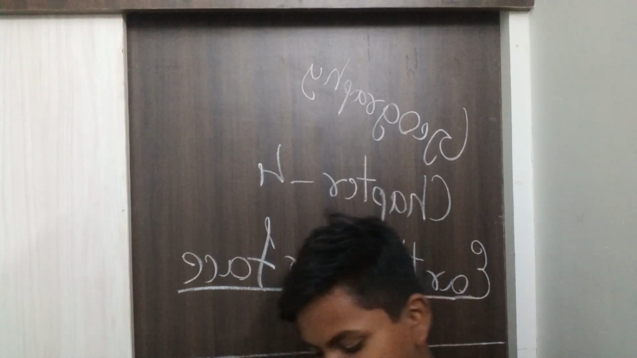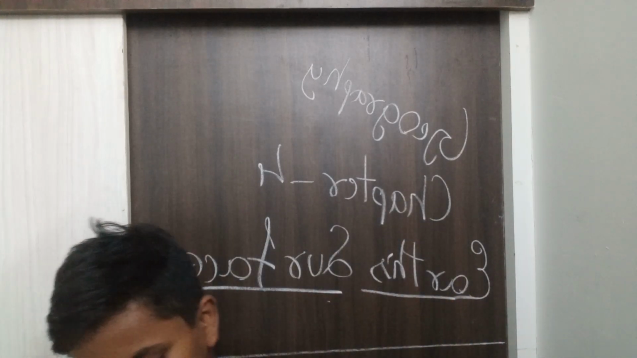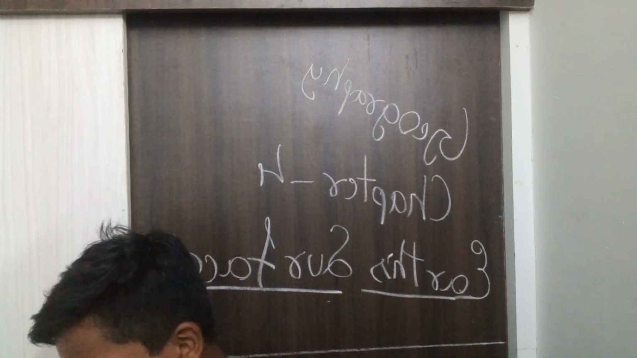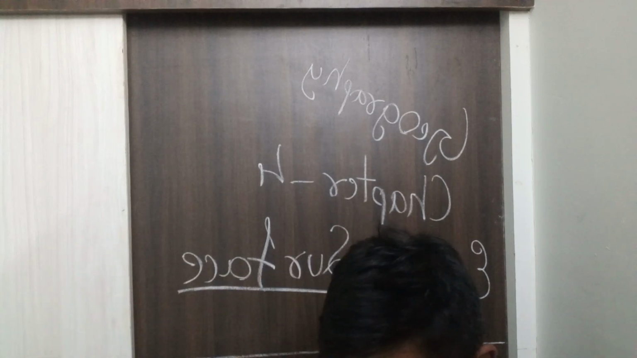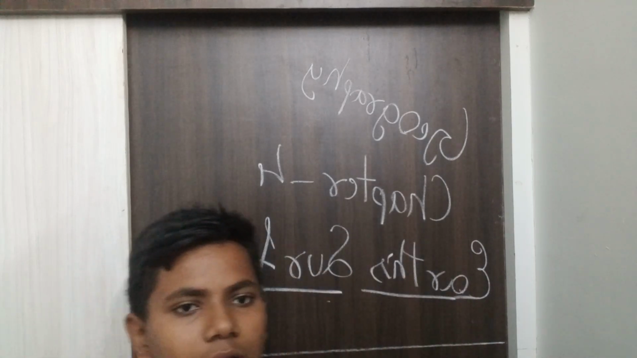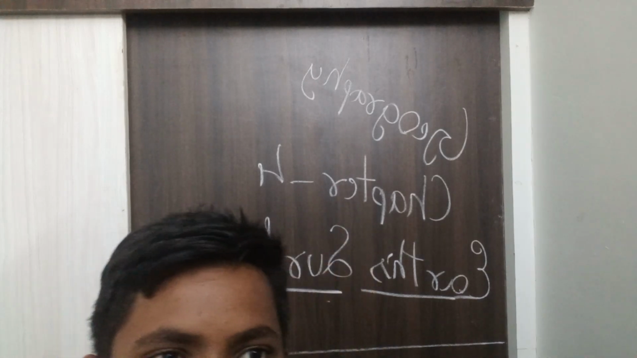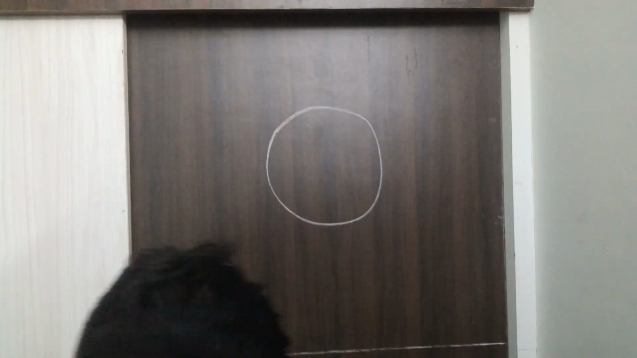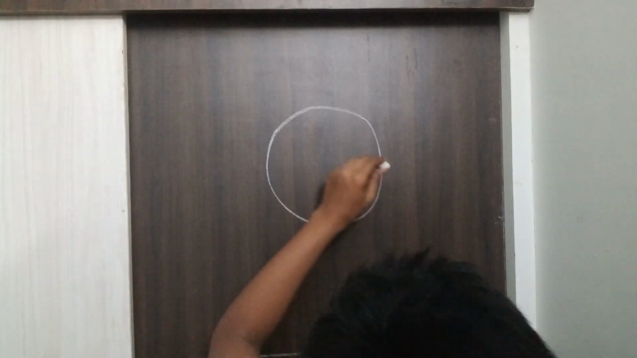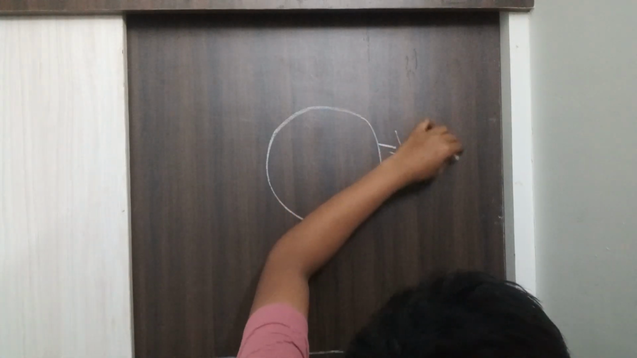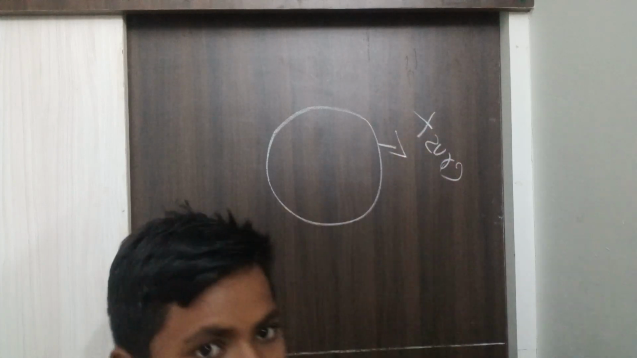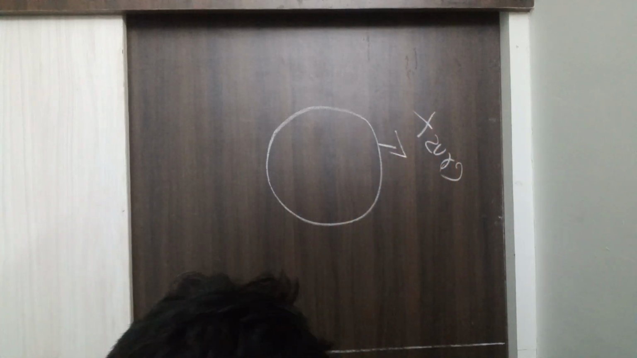Then we have earth structure. The earth is made up of several concentric layers. The outer layer is the earth's crust. Imagine this is the earth, just a rough drawing, and this outer layer is called the crust.